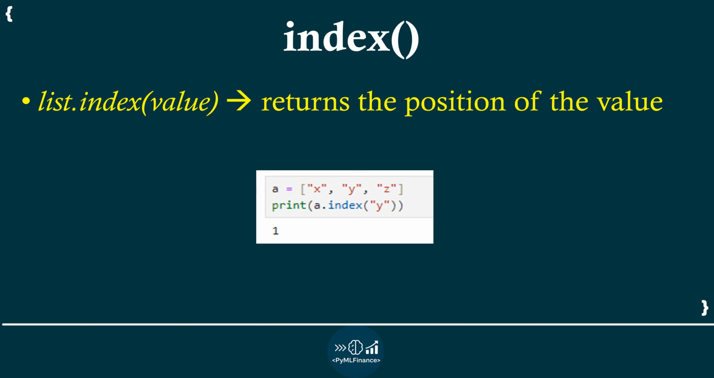Now let's say you are interested in knowing the index position of any item within the list. You can simply use the dot index method. This returns the position of the value. So a.index(), you provide the item of the list which you are interested in, and Python will return the index position of the item within the list A. So 1 is the index position of y in list A.